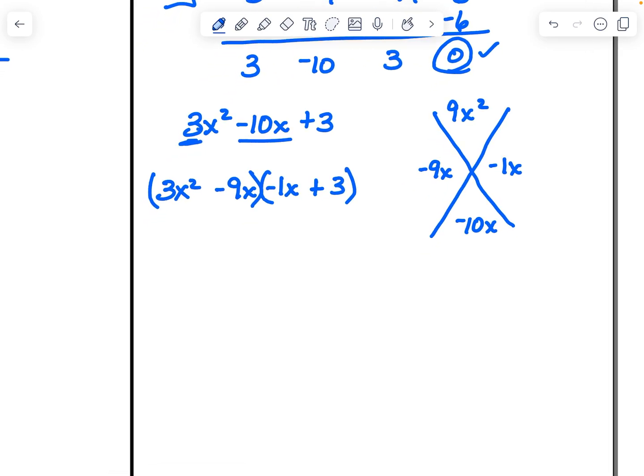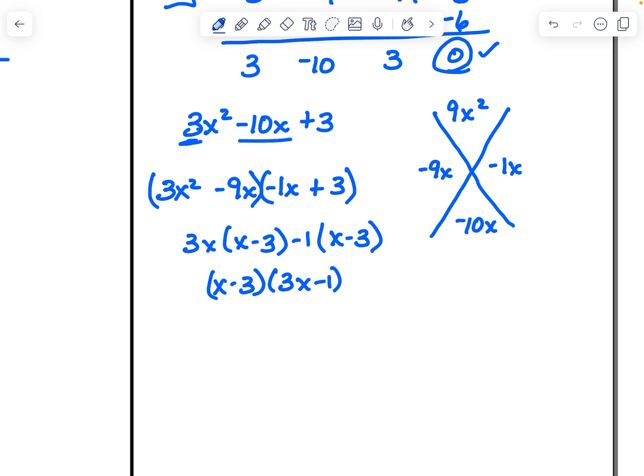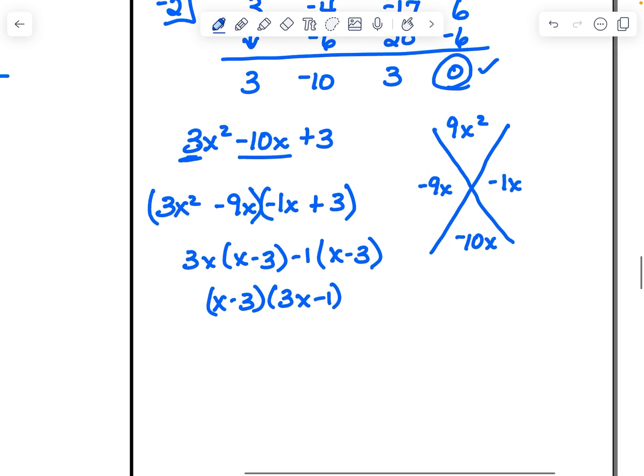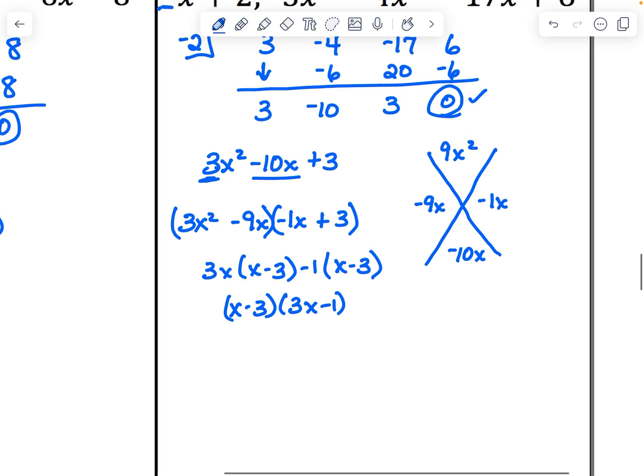In my first set, I can bring out a 3x, and I have x minus 3. In my last set, I can bring out a negative 1, and it leaves me with x minus 3. So the x minus 3 repeats, and that gets factored out. I'm left with 3x minus 1. So x minus 3 times 3x minus 1 gives me the factors of 3x squared minus 10x plus 3.